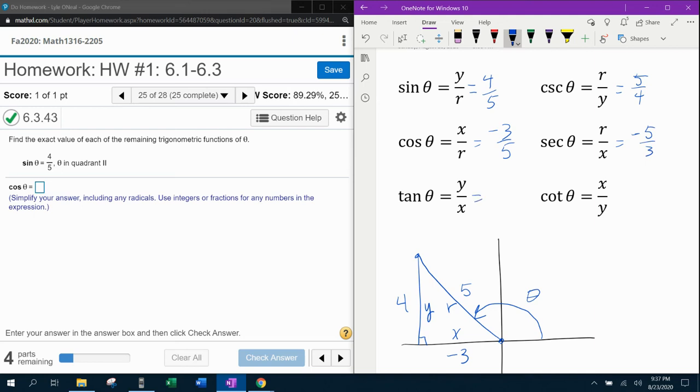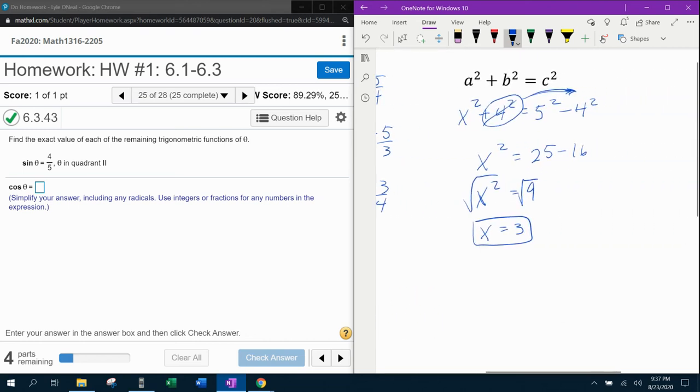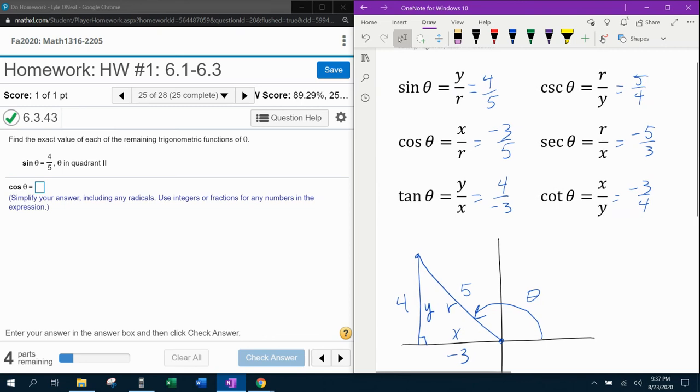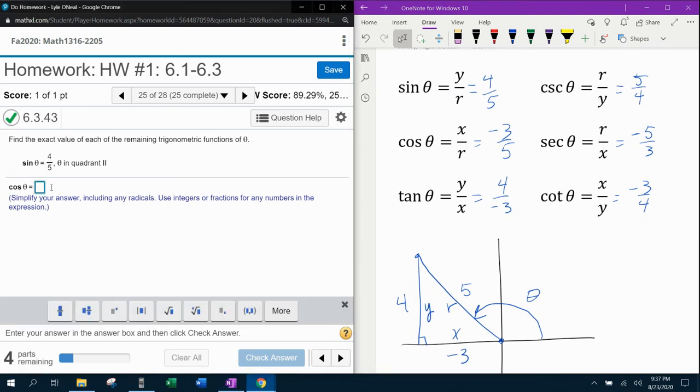Tangent is y over x. That's going to be 4 over -3. And the cotangent is the reciprocal. And we're done. Super easy. With the use of the Pythagorean Theorem, knowing we're in quadrant 2, super easy. All right, so let's see if we're right.